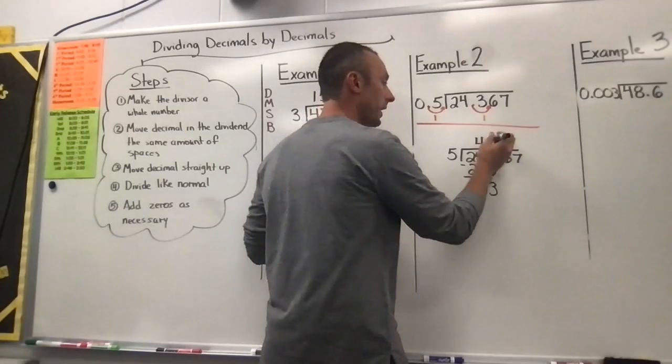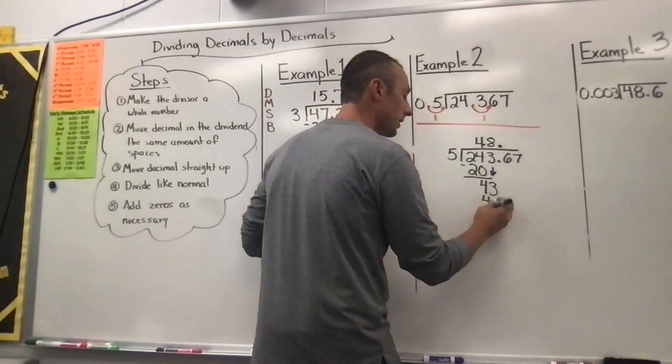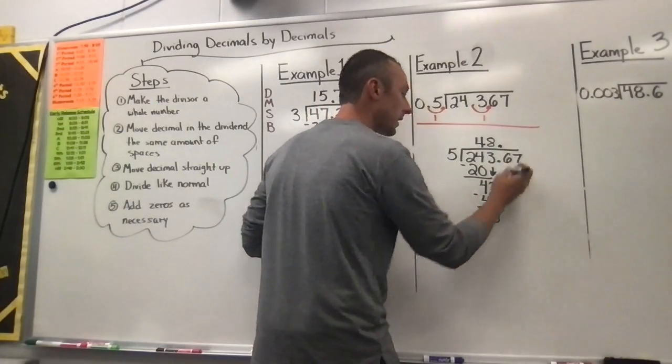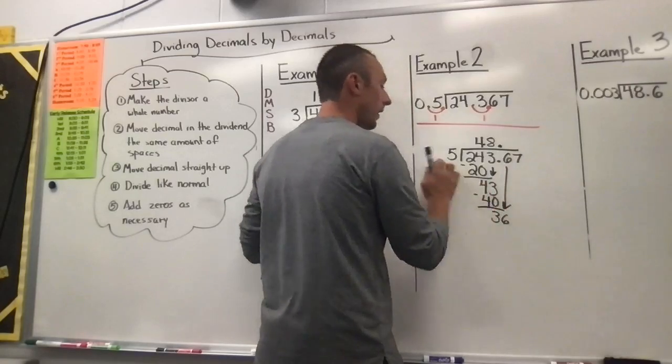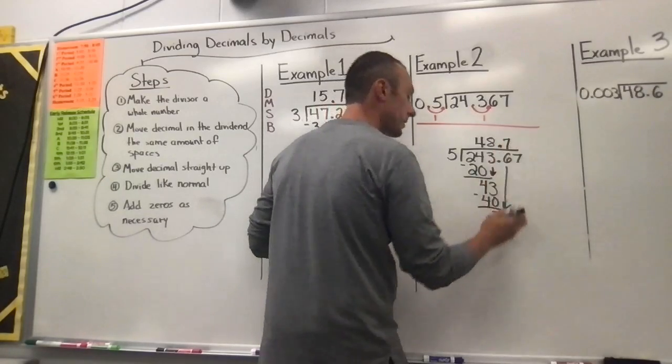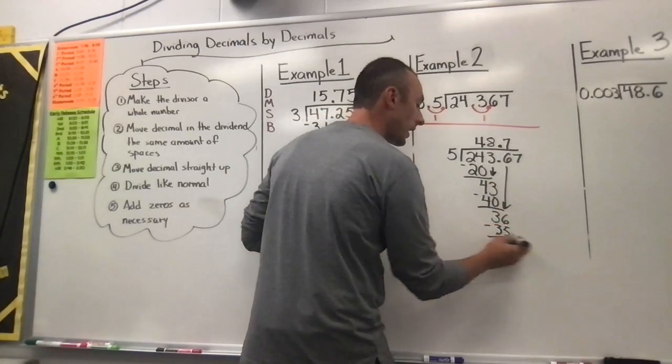5 goes into 43 8 times. 8 times 5 is 40. I subtract. I bring down my next number. 5 goes into 36 7 times. That's 35. I subtract, I get 1.